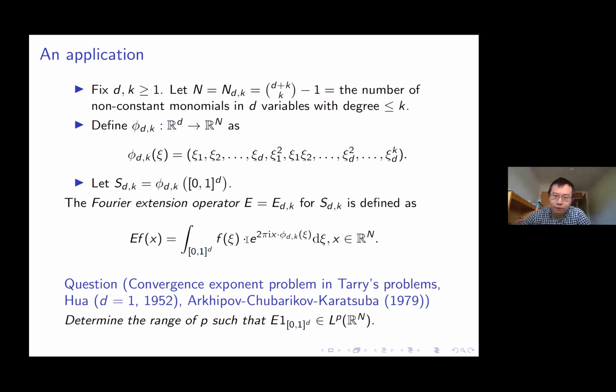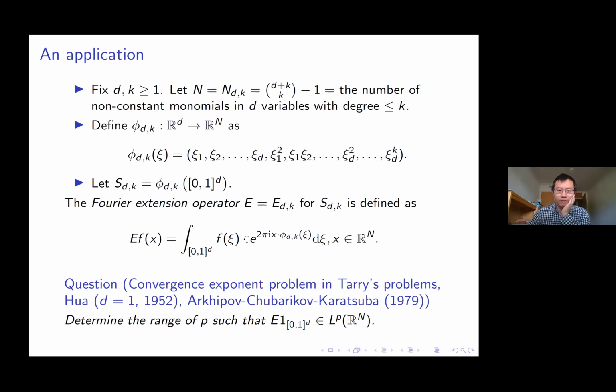So we're fixing the dimension and degree. And what I'm considering, we have a lot of monomials in this dimension with degree less than k. And we have a distinguished map from R^d to R^N by just writing down all the monomials, ξ1, ξ2, until you have ξ_d to the k's power, in d variables of degree less than k. So we have a map that I call phi of d,k.